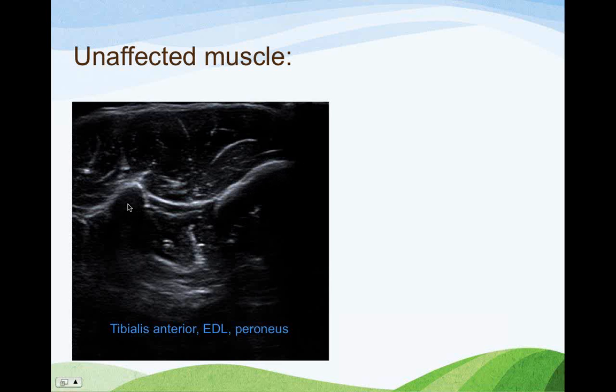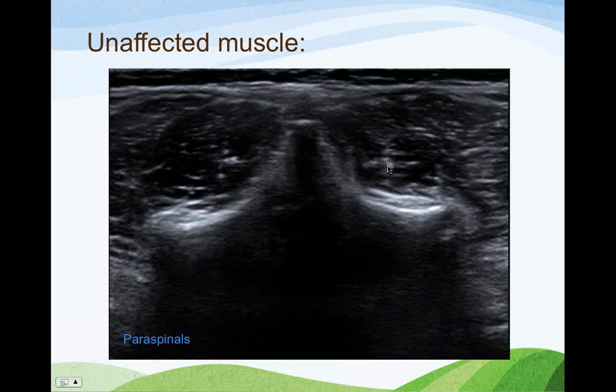And just get your eyes used to the fact that this muscle should be pretty dark when you look at it. And these are the paraspinals. This increased echogenicity here is pretty normal. And this is the ligament just above, between the vertebrae, that you see sometimes when you're taking these pictures.